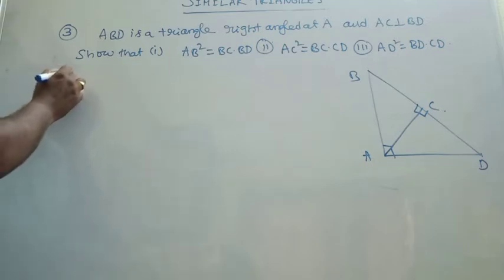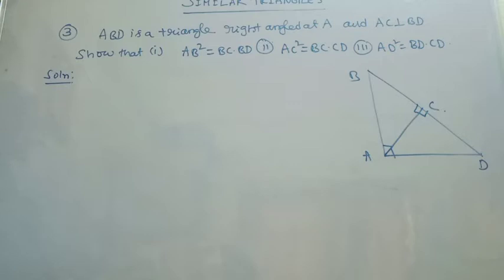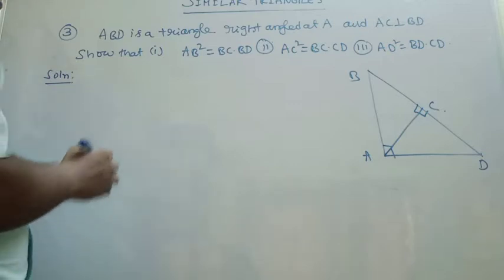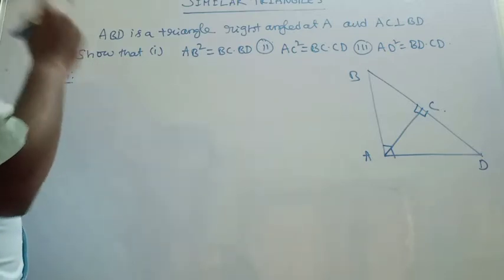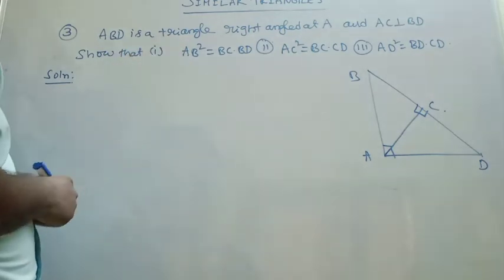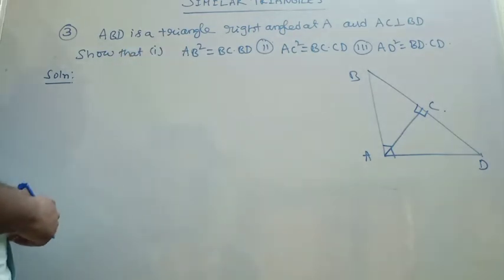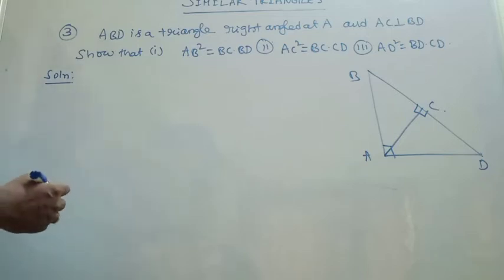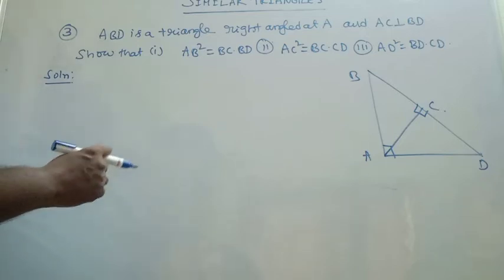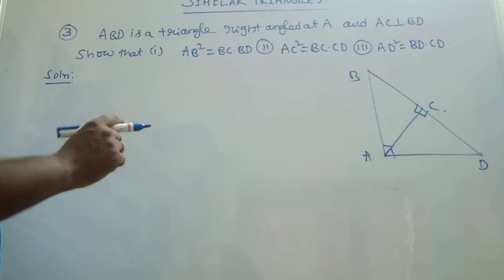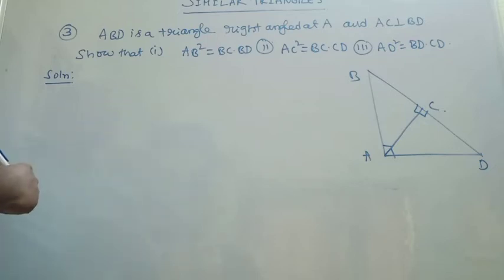Now how will we do this part? You see, my dear students, we have here ABD, in which AC is perpendicular to BD. Once we have this, how are we going to do it? Let us do one thing first. AB square is equal to, we need to prove, BC into BD. One thing I want to tell you.